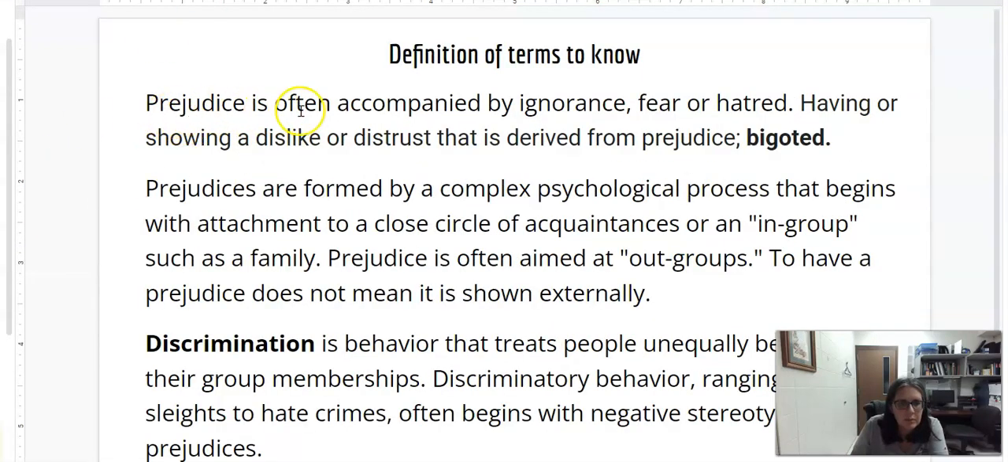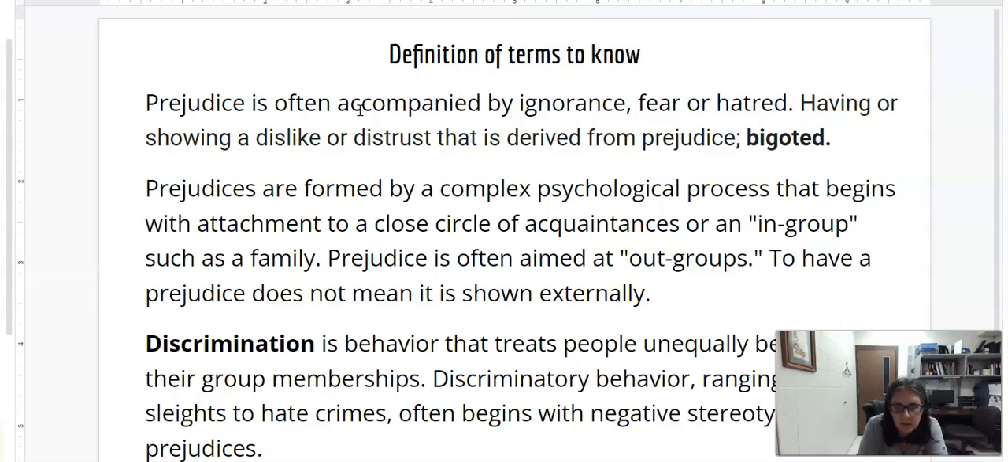Looking at prejudice, it's often accompanied by ignorance, fear, or hatred. Having or showing a dislike or distrust that's derived from prejudice is bigoted, and that is where it's shown, right? Bigotry is usually something that's more obvious. Prejudices are formed by a complex psychological process that begins with attachment to a close circle of acquaintances or in-groups, such as family. And prejudice often aims at out-groups, so people that aren't like us in certain ways, we have a tendency to be more prejudiced against. But again, prejudice does not mean you show it externally.